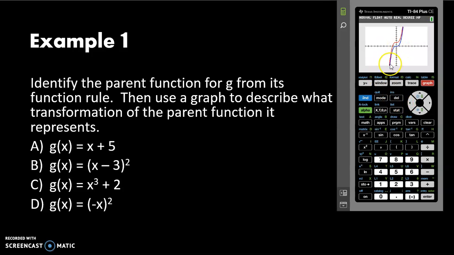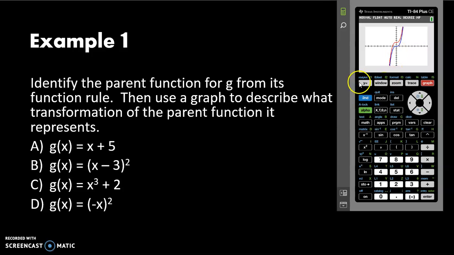So here, the blue is our parent function, and then the red is our new function. So notice it's almost exactly the same, except now it's gone up 2 spaces. So cubic parent function, and it's a vertical translation up by 2.